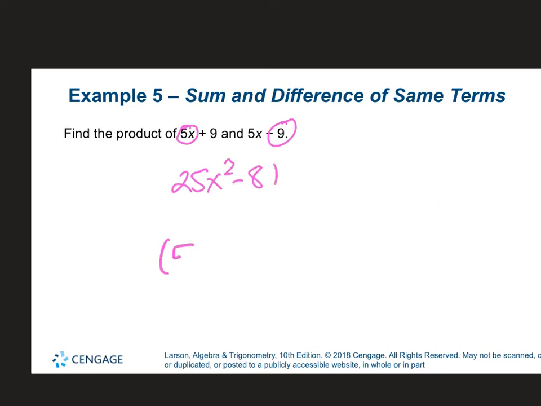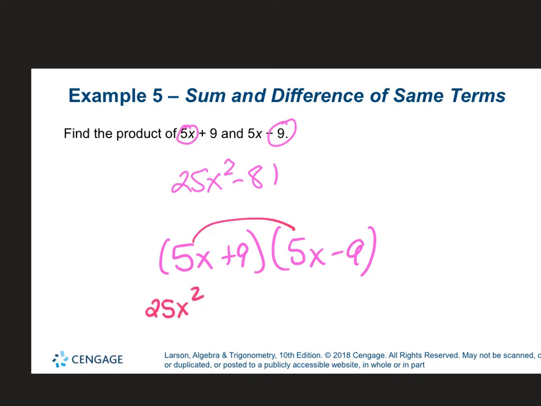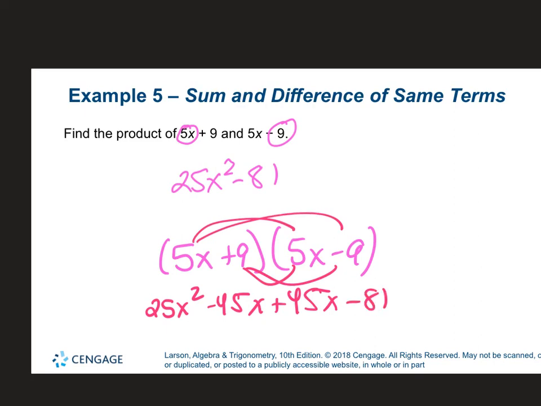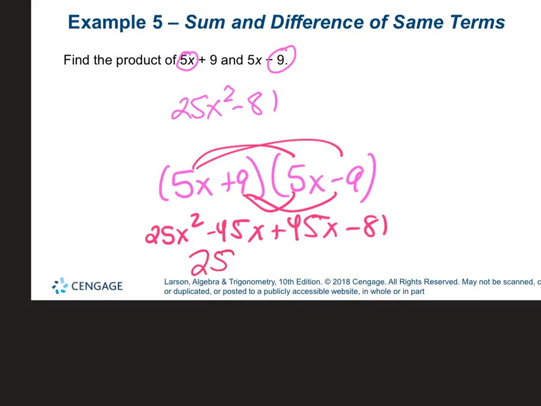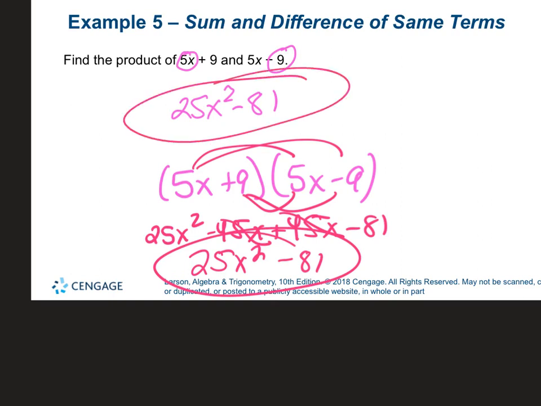But then let's write it out, because again, if you don't recognize that pattern, if that doesn't make sense to you, you can still find the answer by FOILing. 5x times 5x is 25x squared. 5x times negative 9 is negative 45x. 9 times 5x is 45x. 9 times negative 9 is 81. If you notice here, you have 25x squared, negative 45 and positive 45 cancel out, minus 81, which is what we said up here at the beginning. So if you guys don't recognize the special patterns, that is okay.